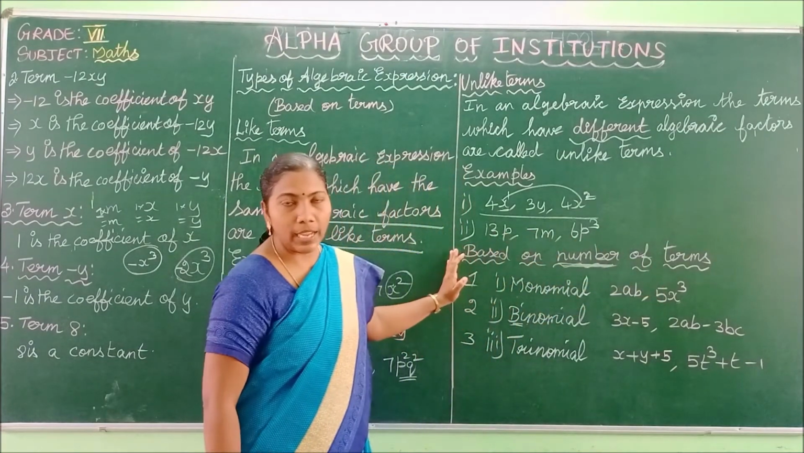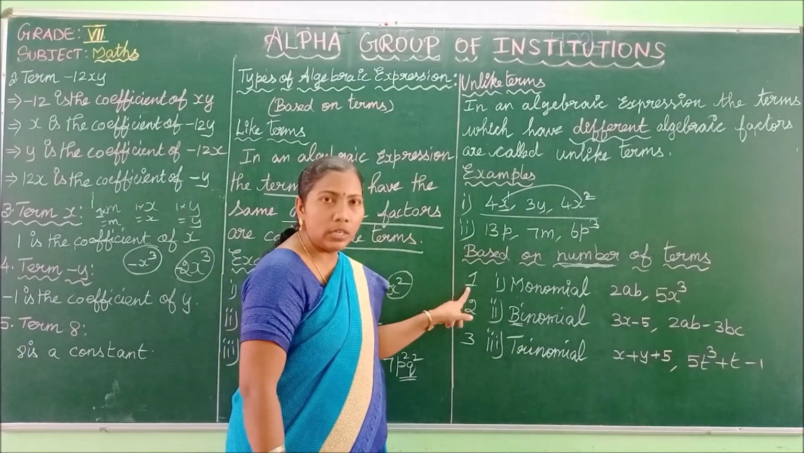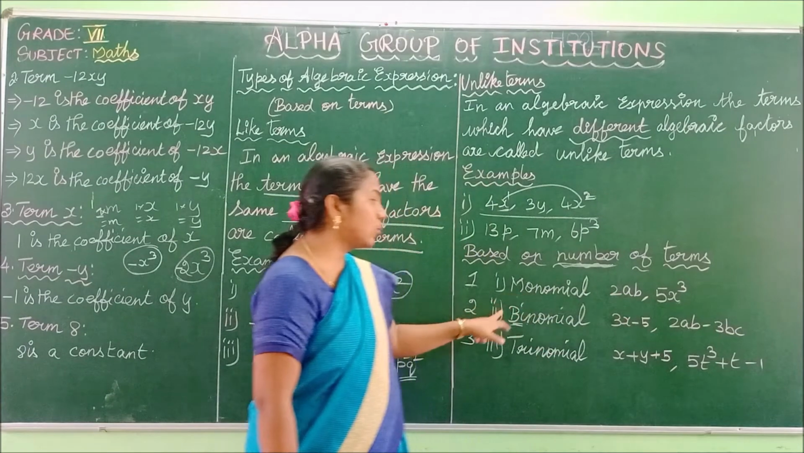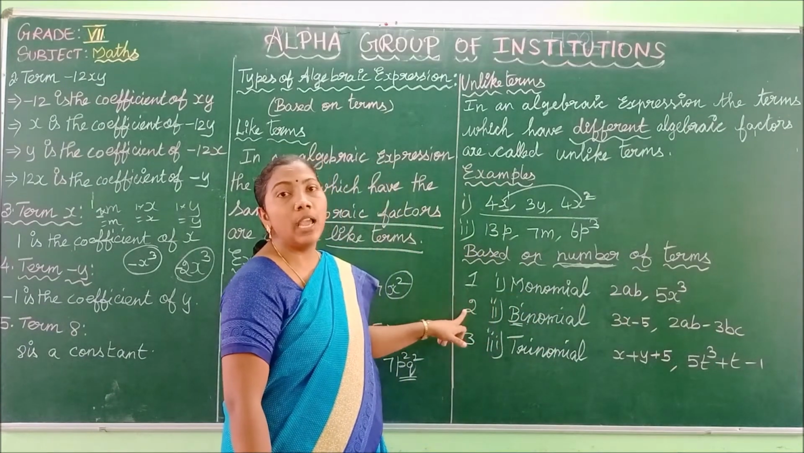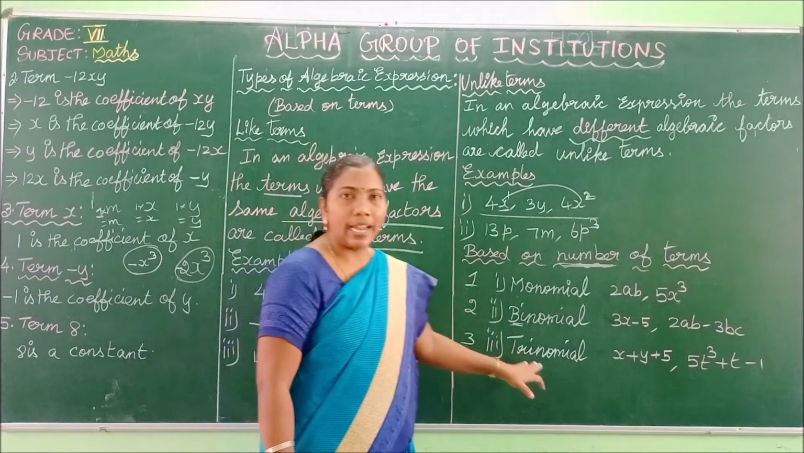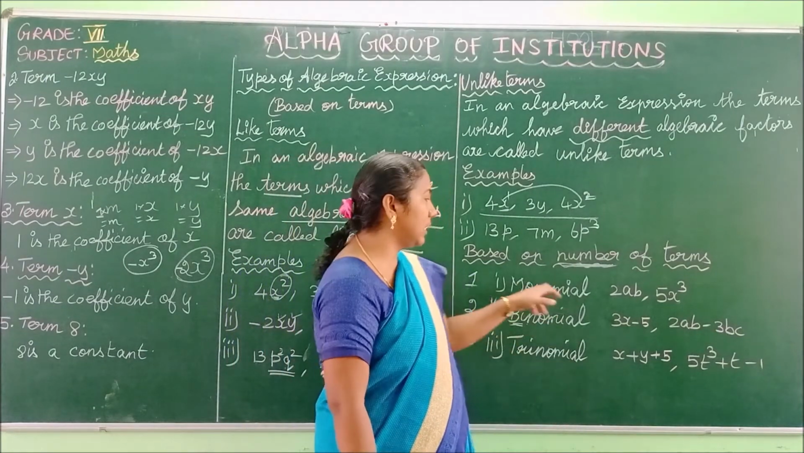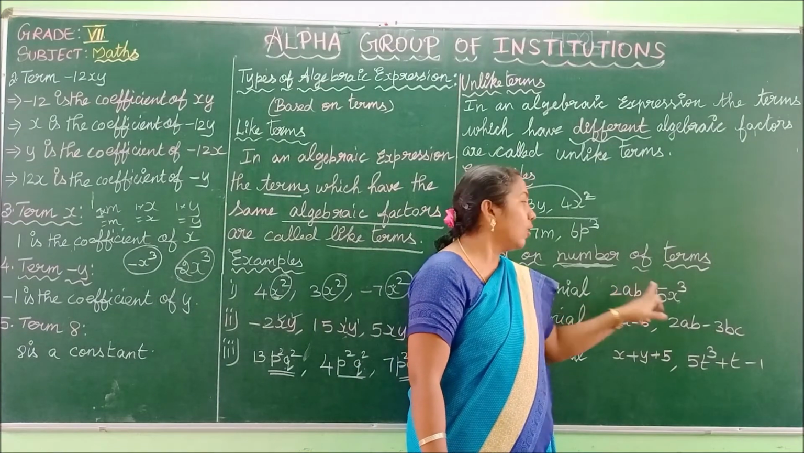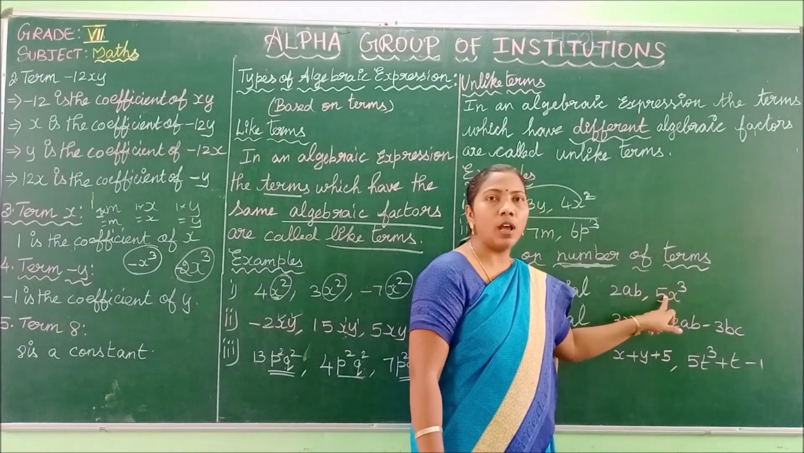Based on the number of terms, if an algebraic expression has only one term, it is said to be a monomial. If it has two terms, it is said to be a binomial. Suppose it has three terms, it is said to be a trinomial. Let us see the examples. See the first one, 2ab, it is one monomial. 5x cube is one example of a monomial.